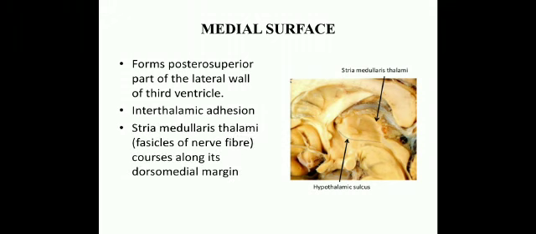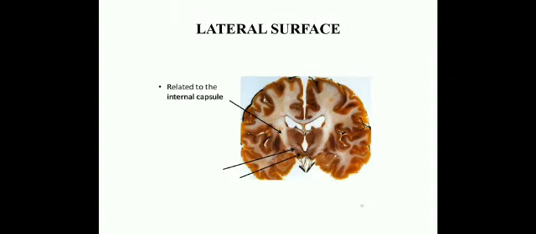The stria medullaris thalami, the fascicles of nerve fibers, courses along its dorsomedial margin. Here you can observe the stria medullaris thalami. The lateral surface is related to the internal capsule, that is, it forms the medial boundary of the posterior limb of the internal capsule.